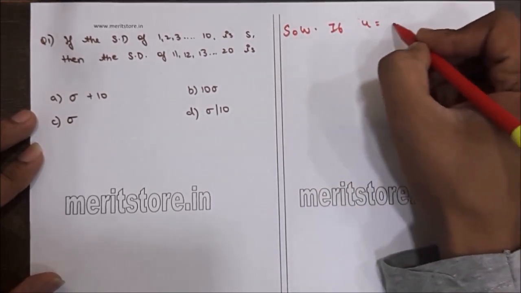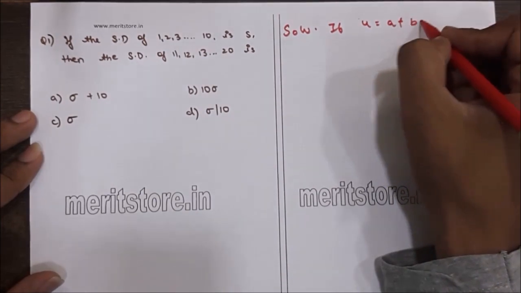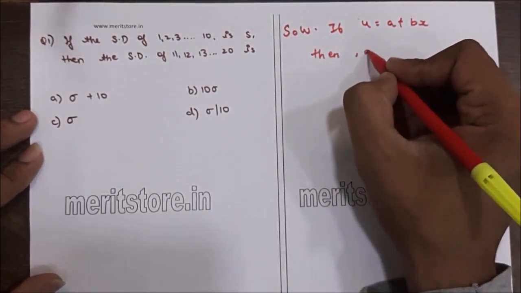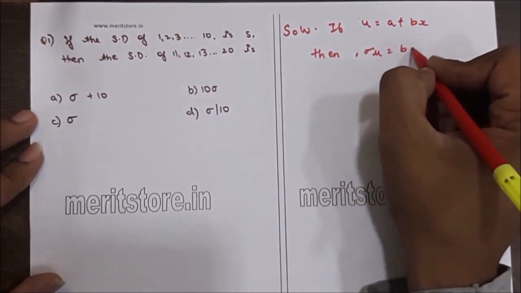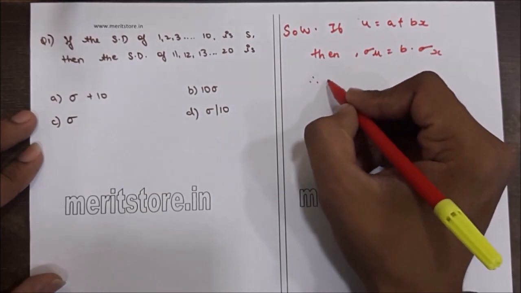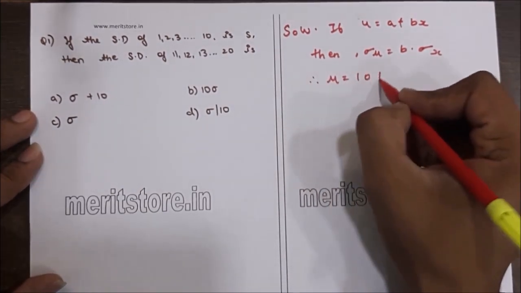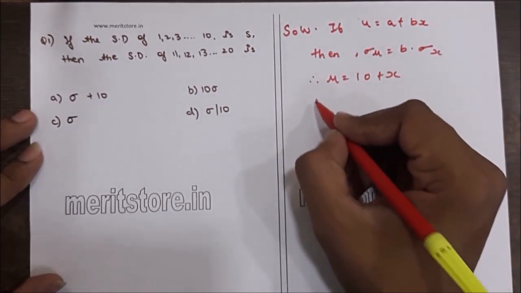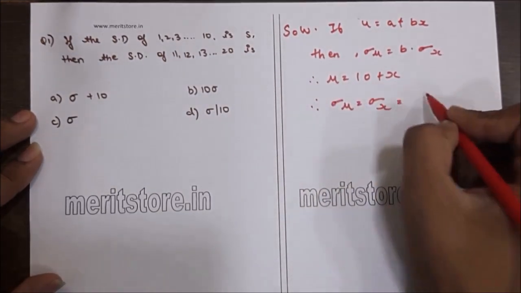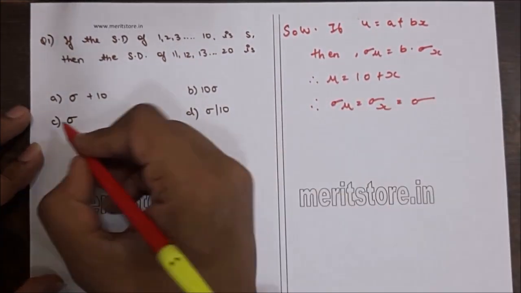if u is equal to a plus bx, then sigma u is equal to b into sigma x. Therefore, u is equal to 10 plus x. Therefore, sigma u is equal to sigma x is equal to sigma. So option C is correct.